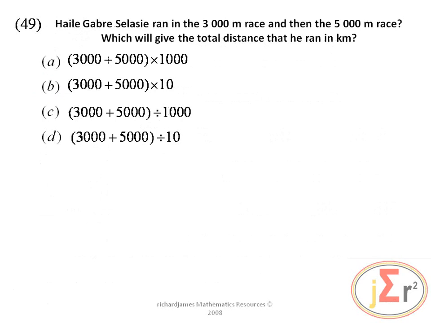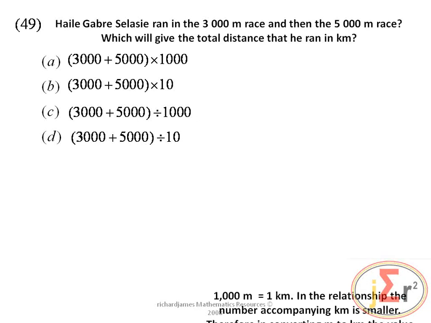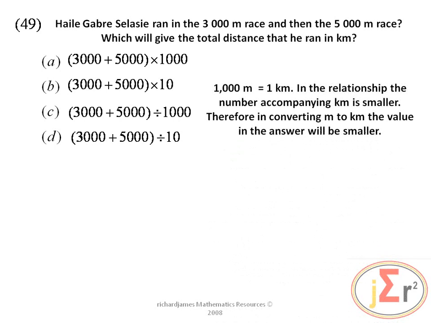Haile Gabriel Selassie ran in the 3,000 meter race, then the 5,000 meter race, which will give the total distance that he ran in kilometers. So 3,000 meter race, 5,000 meter race. 1,000 meter is equal to 1 kilometer.